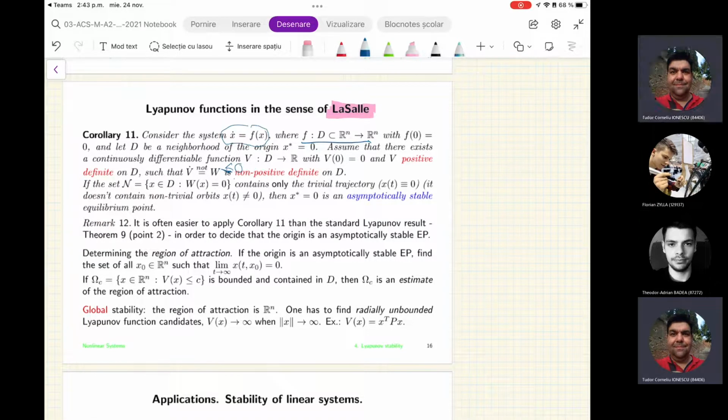If the set where W of x is 0 contains only the trivial trajectory x of t equal to 0, it doesn't contain non-trivial orbits. So if this set where the energy is not decreasing contains only the trivial trajectory, the equilibrium itself, then the origin is an asymptotically stable equilibrium point.